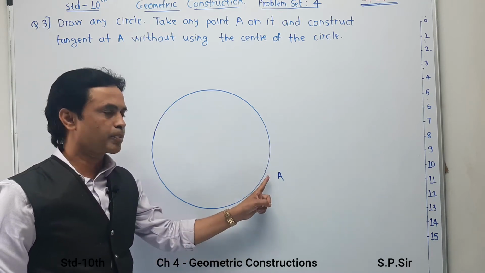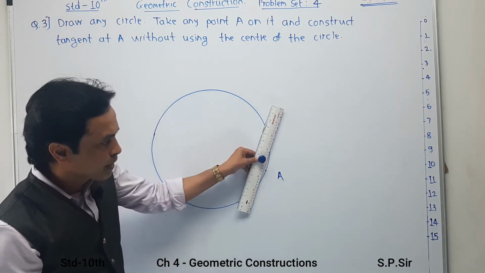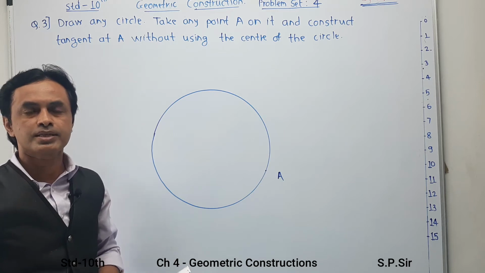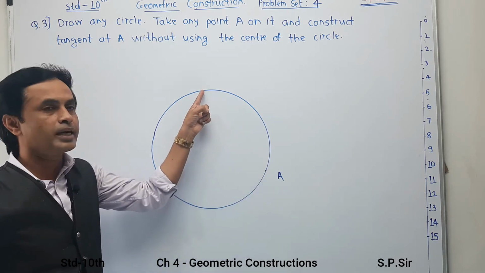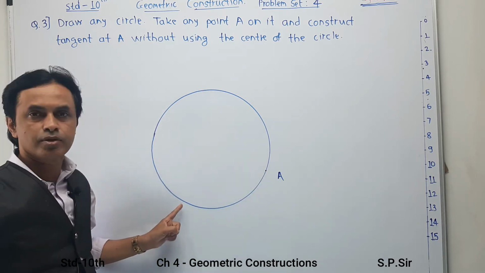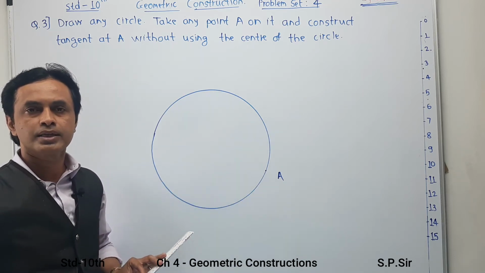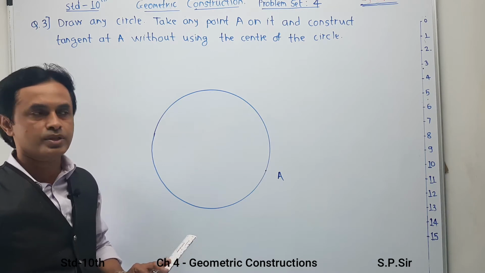Now when you have a point A over here, our tentative tangent will be like this. But now how to draw it without the center? In this case we have to use a method called the triangle method. That means you have to take another two vertices. Let us say I am taking B tentatively over here, and C over here, and first of all I am going to complete a triangle such that all three vertices lie on the circumference of the circle.